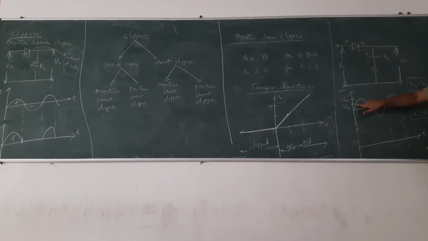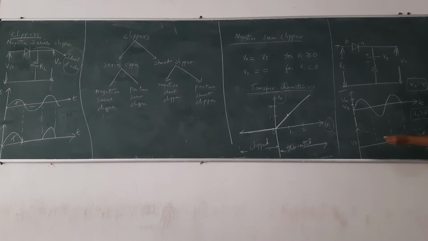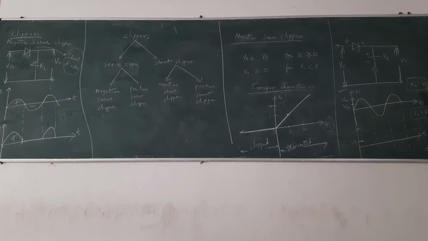As long as input is less than Vr, output is Vr. So output is constant at Vr. This point. When input becomes greater than Vr, then output is equal to input.